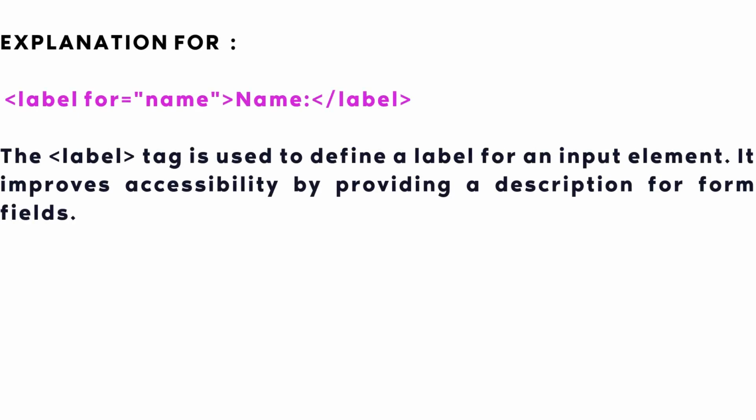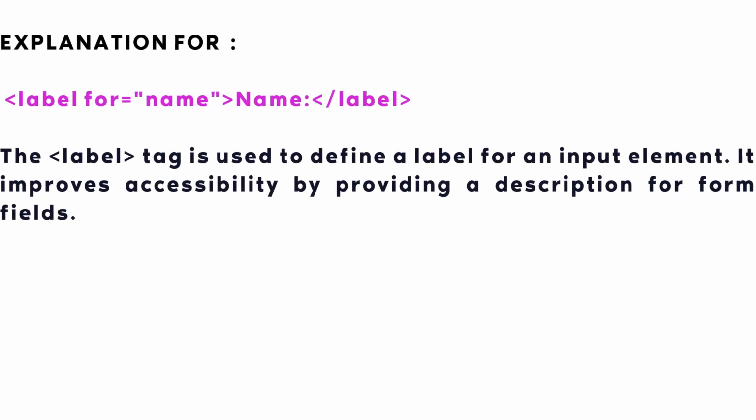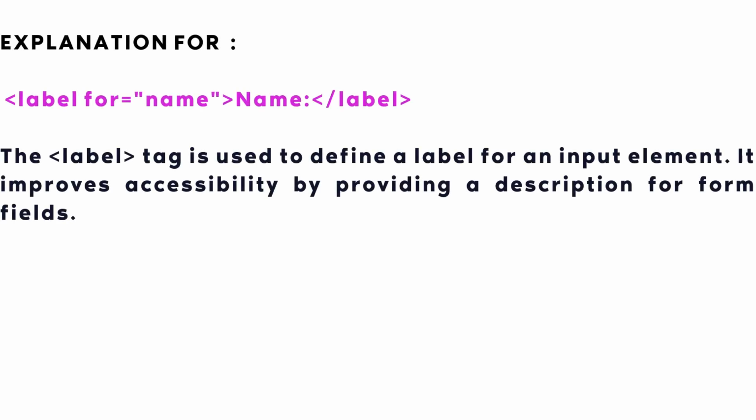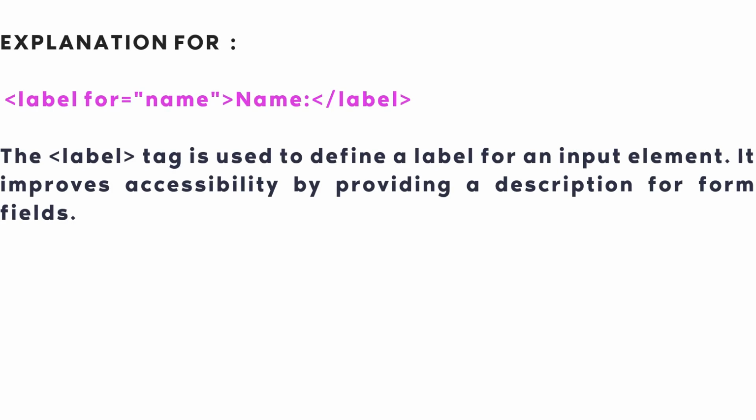The label tag is used to define a label for an input element. It improves accessibility by providing a description for form fields. The content between the opening and closing label tag, here name, is the text that will appear next to the form field. This tells the user what type of information he has to put in. In this case, it will be a name, so the user will know he has to write a name over here. For is equal to name. This associates the label with the form element.